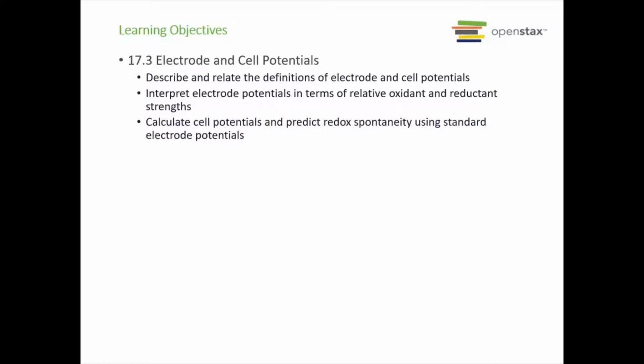Now we're moving on to 17.3, electrode and cell potentials. Here we're going to describe and relate the definitions of electrode and cell potentials, interpret electrode potentials in terms of relative oxidant and reductant strengths, and calculate cell potentials and predict redox spontaneity using standard electrode potentials.